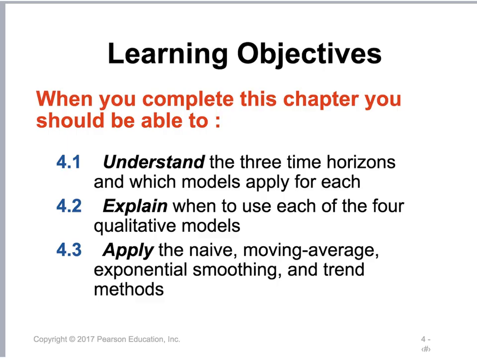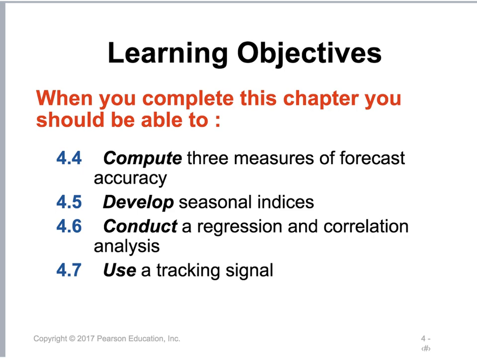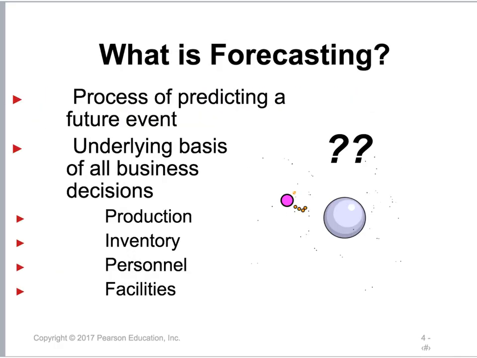So the objectives of the chapter: understand the 3 time horizons, explain when to use each of the 4 models, apply the naive, moving average, exponential smoothing, and we're only going to do the seasonal method. Compute the 3 measures of forecast accuracy, develop seasonal indices, no regression and correlation analysis, and no tracking signal.